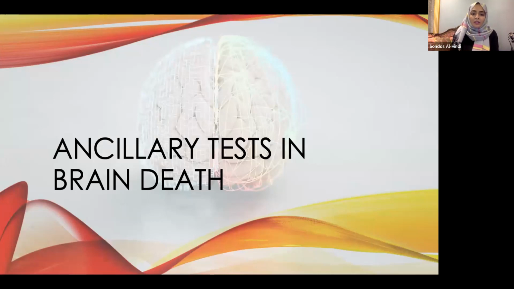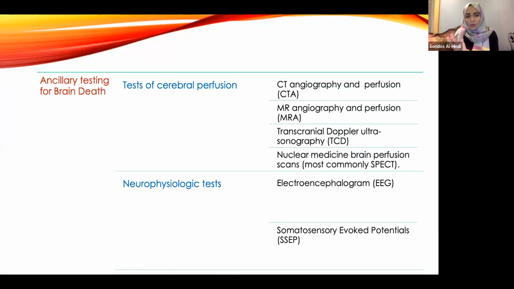So when we talk about ancillary tests, what do we mean? We say ancillary tests, any test that you would do to support your clinical diagnosis or clinical suspicion that this patient is brain dead. They're basically divided into two major groups: tests of cerebral perfusion, which would include CT angiography and perfusion, or MR angiography and perfusion, transcranial Doppler, and nuclear medicine scan looking for any perfusion, most often SPECT. And other tests would be neurophysiological tests: EEG, which is our main topic right now, and somatosensory evoked potentials.